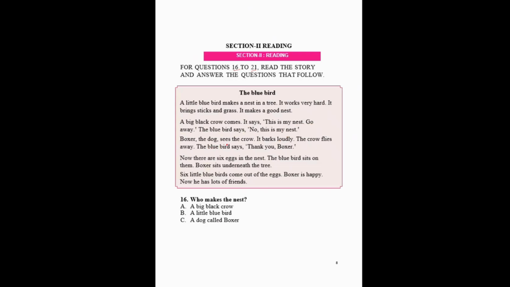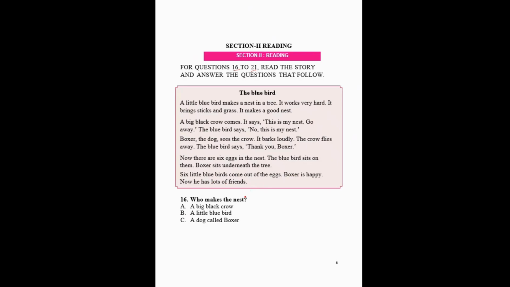Boxer, the dog, sees the crow. It barks loudly. The crow flies away. The bluebird says, "Thank you, Boxer." Now there are 6 eggs in the nest. The bluebird sits on them. Boxer sits underneath the tree. 6 little bluebirds come out of the eggs. Boxer is happy. Now he has lots of friends.